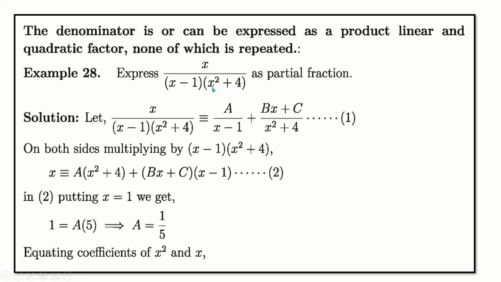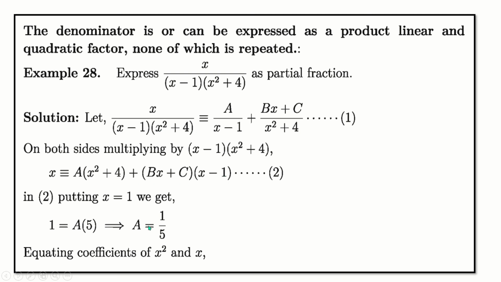As here is x square, the degree of x will be 2. For getting 2, we have to take two constants: one is b and another one is c. Same process, you have to multiply both sides by x minus 1 into x square plus 4. And that will be this.